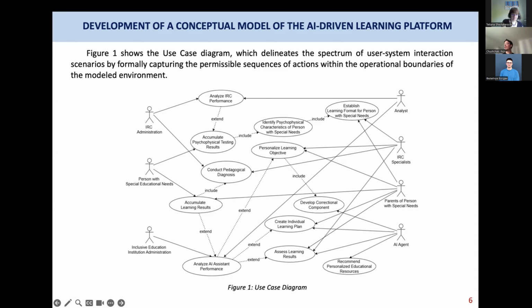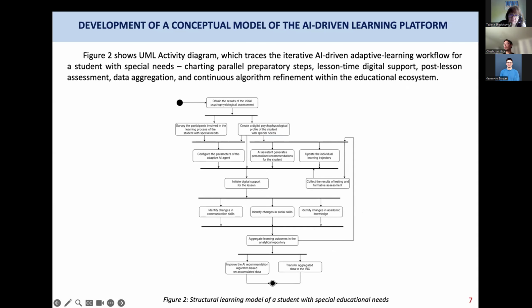These processes include psychophysiological testing, pedagogical diagnostics, the development of personalized learning objectives, and the creation of individual learning plans. The platform integrates data from multiple stakeholders to assess progress, personalize resources, and continuously refine educational strategies. Notably, it also features feedback loops such as analysis of AI assistant performance and learning outcomes, which help improve decision-making and the overall effectiveness of the learning environment.